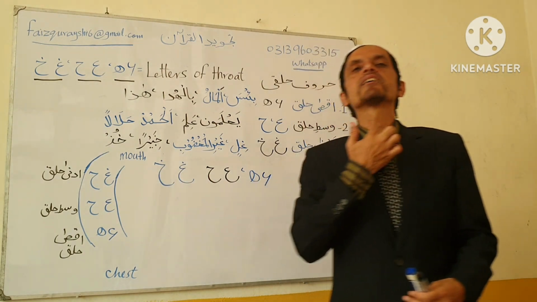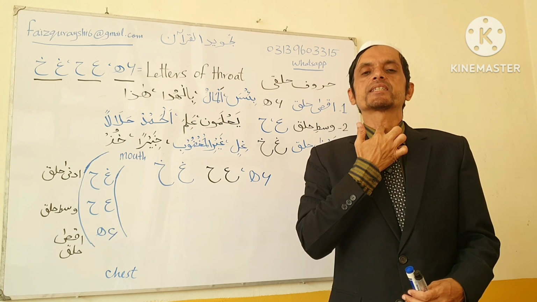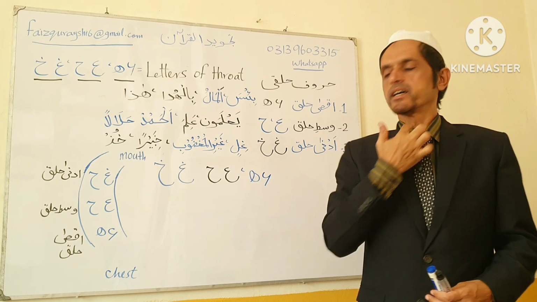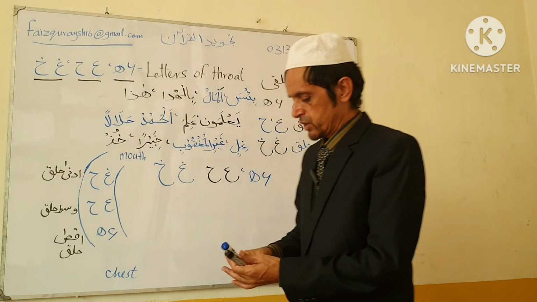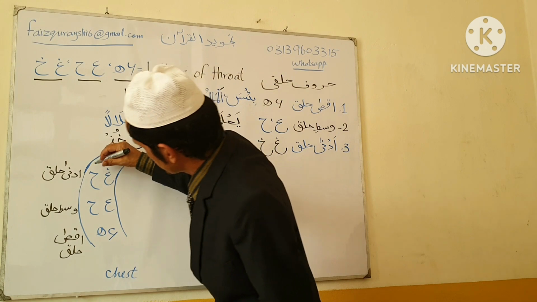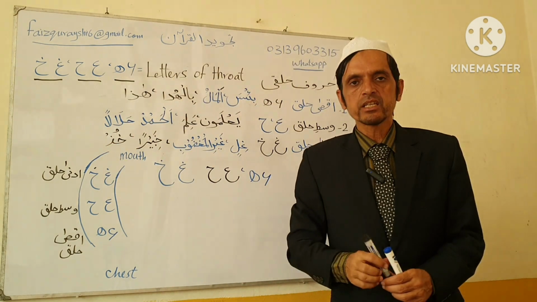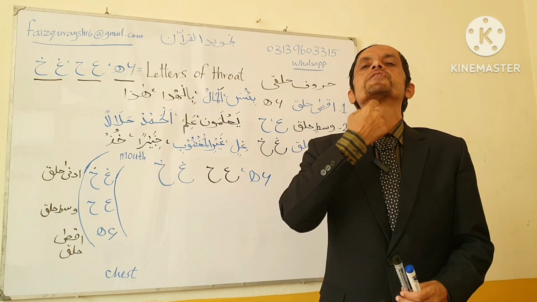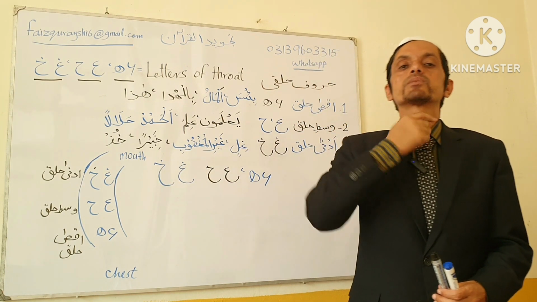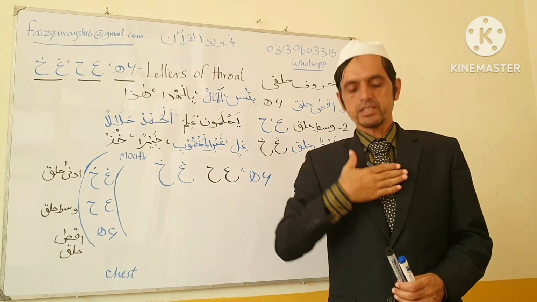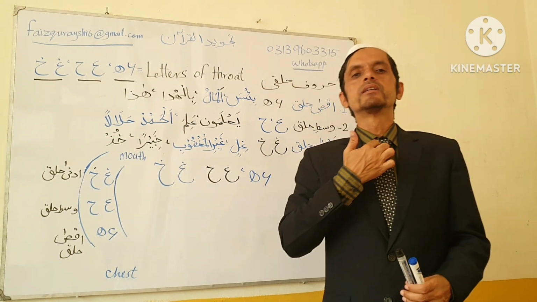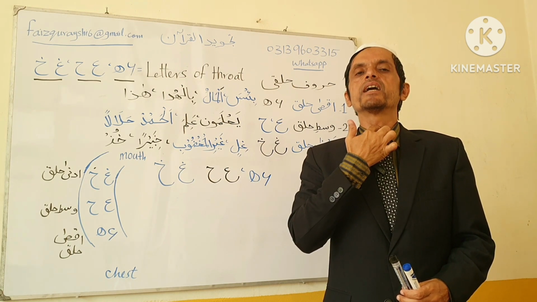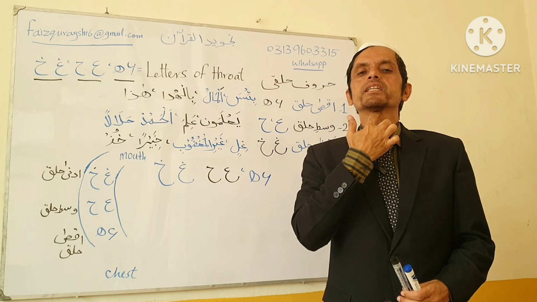Then from Wasti Halq, from here, you can articulate Ain, Ha. And from here, you see I have not put a dot, Ghain, Kha. These are articulated from inside your throat, but toward your mouth. So that is the difference. Aqsai Halq: Hamza, Ha. Wasti Halq: Ain, Ha. Adnai Halq: Ghain, Kha.